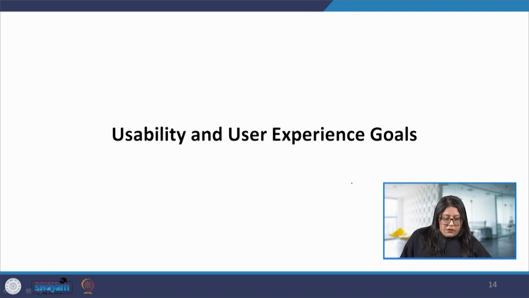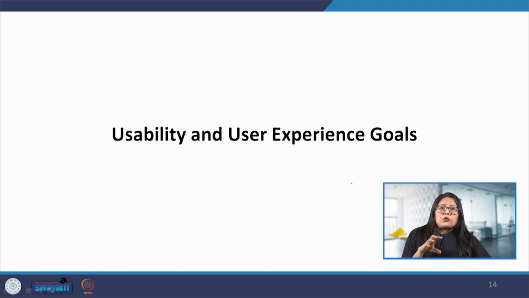But it is important that the distinction between these two is not very clear cut, because if a product is usable but it lacks user experience, and on the other hand, if there is a product with good user experience, can it have usability? So, these two cannot be mutually exclusive.